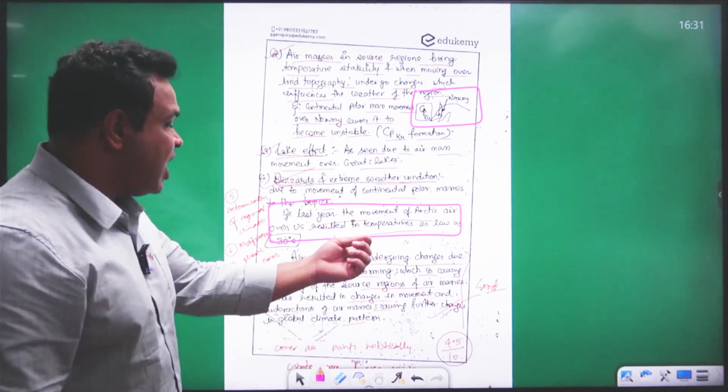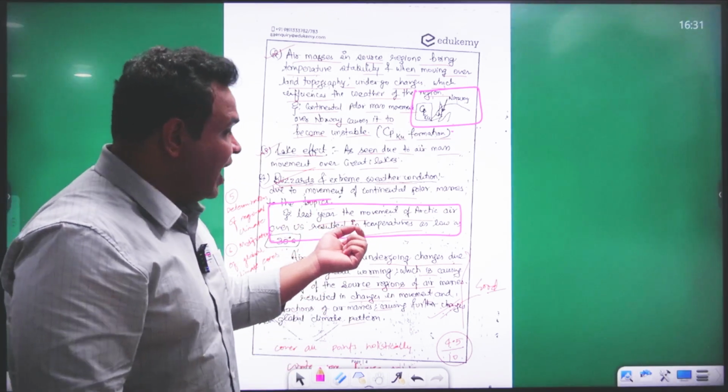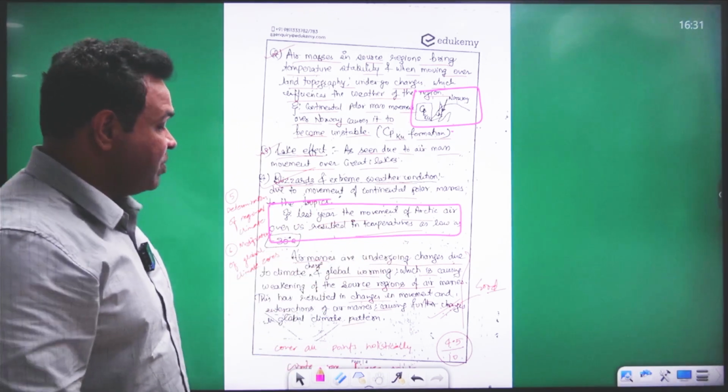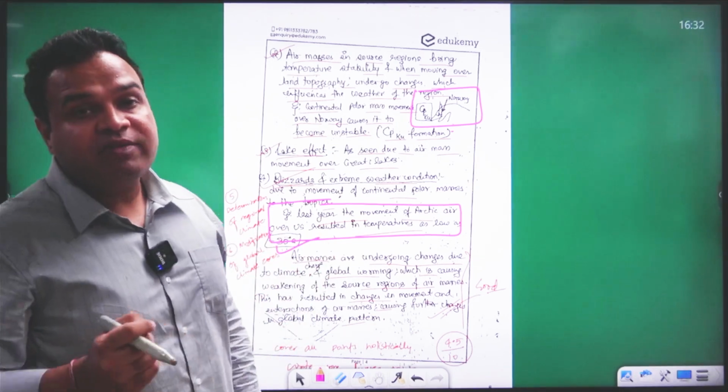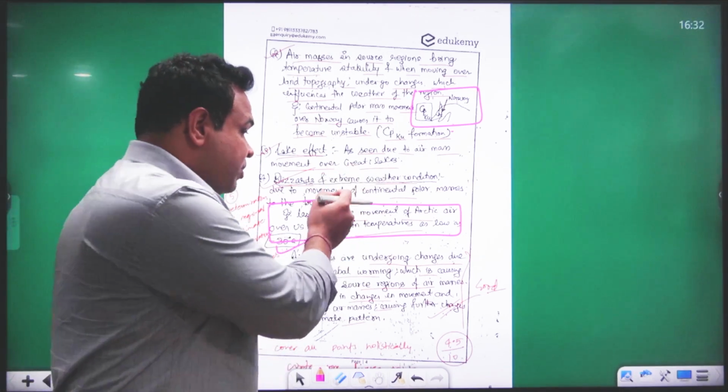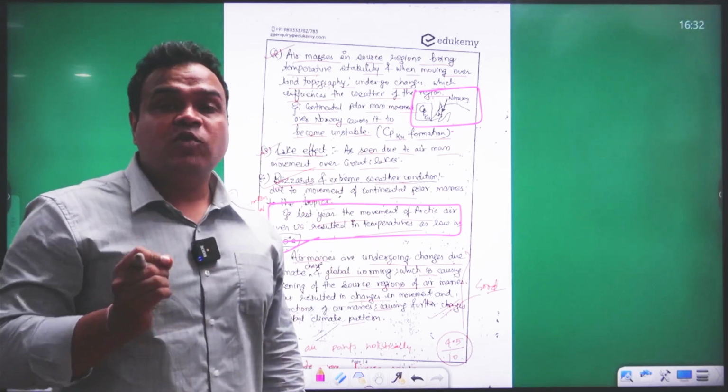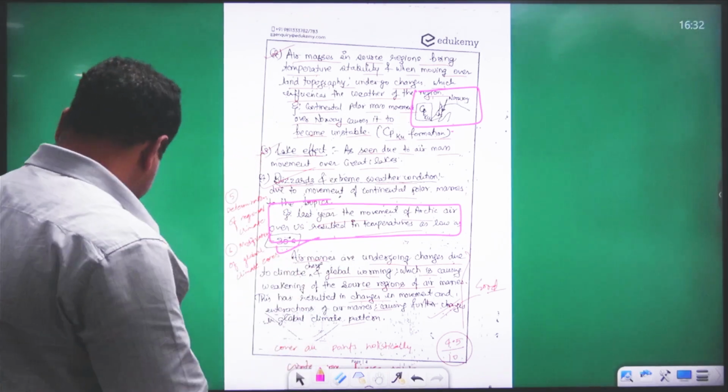Last year the movement of Arctic air over the US resulted in temperatures as low as -30°C. So if you have some current events or current information related to the particular topic, you can include that also. Fine.